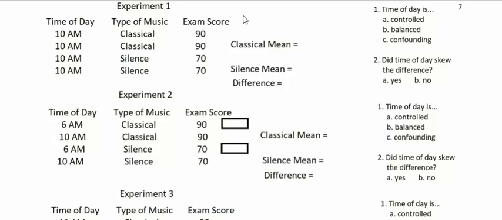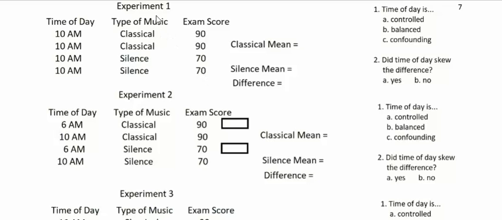On this last page, I'm giving you a few more practice problems just to practice the concepts a little bit more. So in experiment 1, it's an imaginary experiment looking at the effect of classical music on exam scores. In this experiment, 2 people are listening to classical music while taking the exam, and 2 people are listening to silence while taking the same exam, and everyone has an exam score.